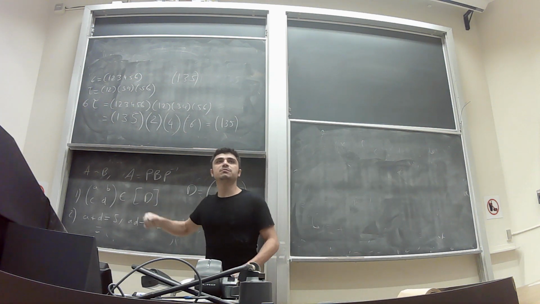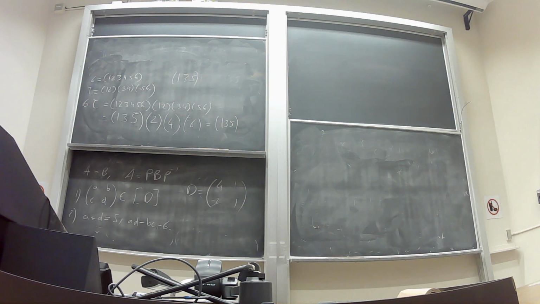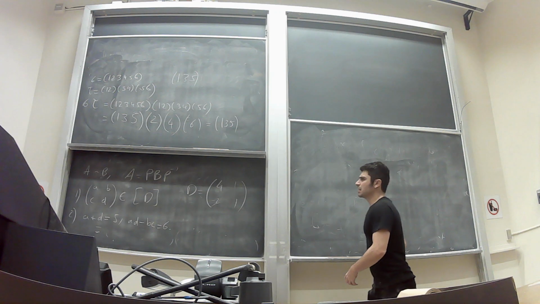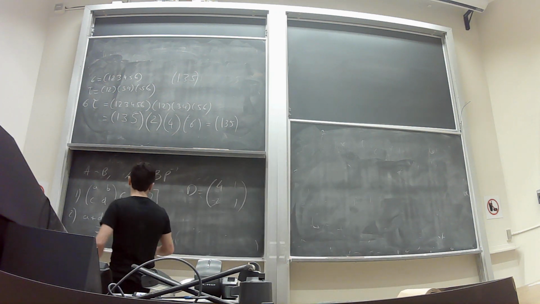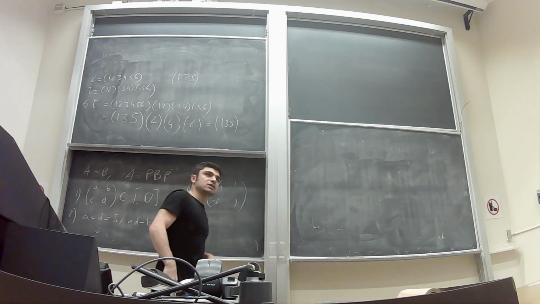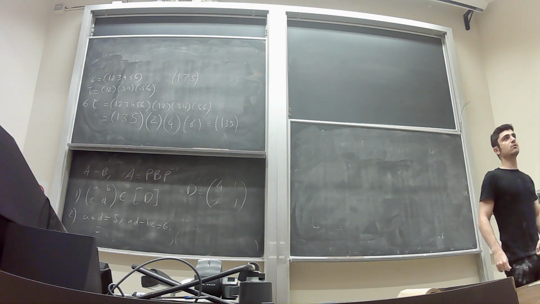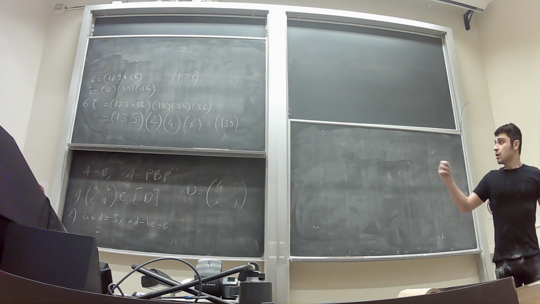A is equal to P B P inverse. Does it remind you of diagonalization? Yes. When you look at diagonalization, A is P B P inverse. If A is diagonalizable, you can find a B, B is diagonal, for example, and P would be the matrix of eigenvectors. Agree or not? Remember this from 133? Okay.